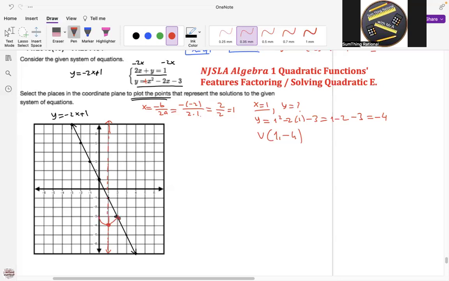Then when x comes to 3, it will be here, okay? We can plug in 3 here. 3 squared is 9, 2 times 3 is 6, 9 minus 6 minus 3, so 9 minus 9 is 0.